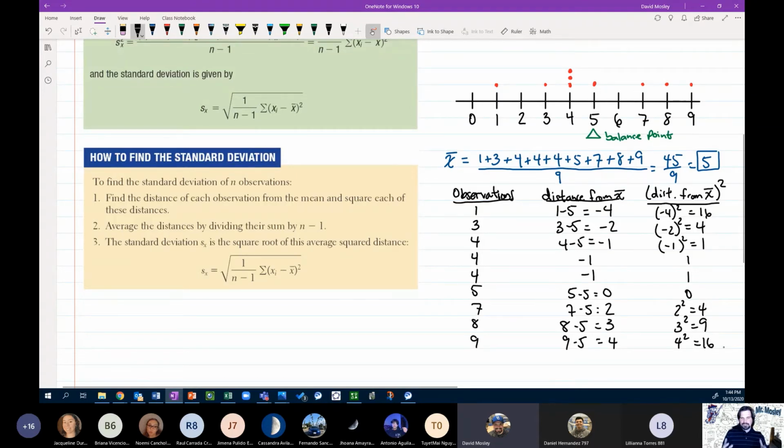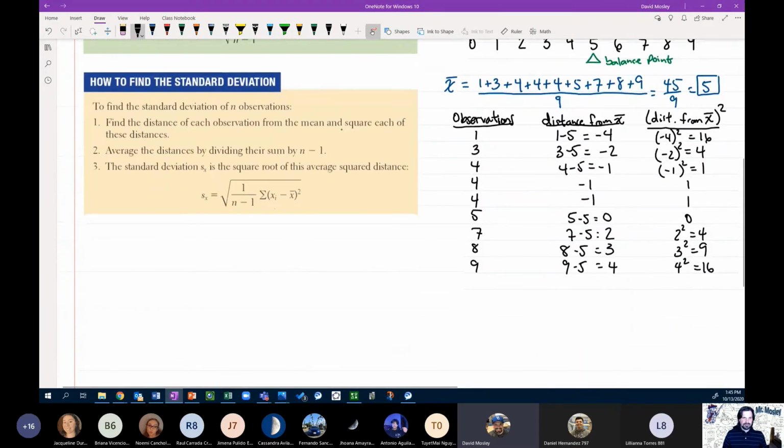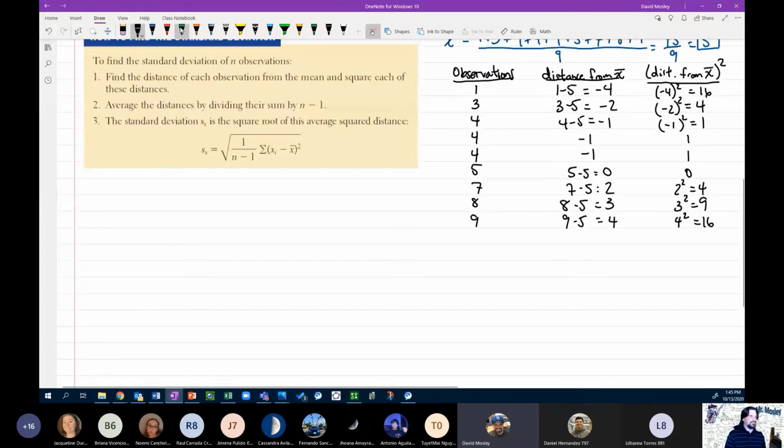So what we've just done in this table is we found the numbers that go in the top of this equation. We're going to add these numbers, the distance from the mean squared, and then divide that by n minus 1, or 9 minus 1, to find our variance. So that's our next step. And we use the notation here. We will find the variance, s sub x squared.